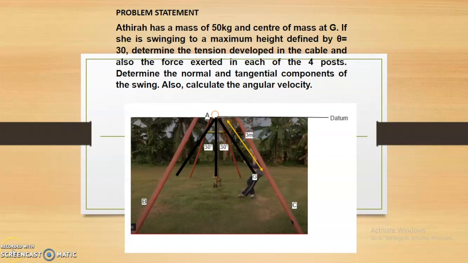Hi, my name is Shri Mohan, matric number KIB1006. So today I'm going to explain the problem related to dynamics and also the solution for the problem. In our case, Athira has a mass of 50 kg and a center of mass at G. If she is swinging to a maximum height defined by theta equals 30, determine the tension developed in the cable and also the force exerted in each of the 4 posts, and also determine the normal and tangential components of the swing. Then calculate the angular velocity.